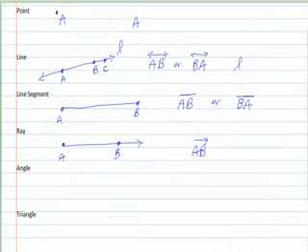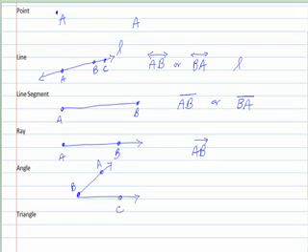And an angle. An angle is made up of two rays that share a common vertex or share a common beginning point. So if I have a ray BA and I also have a ray BC, together those two rays with a common endpoint B make angle ABC. We could also call this angle CBA.